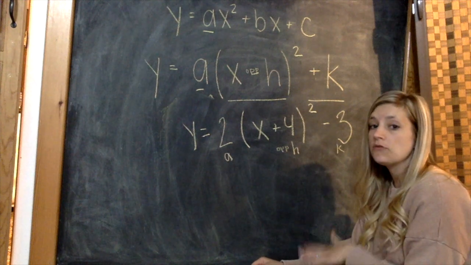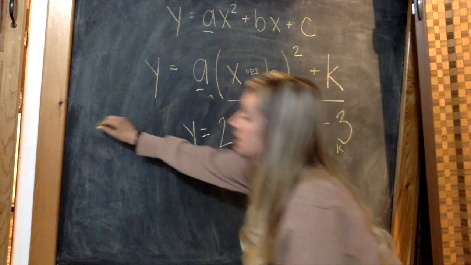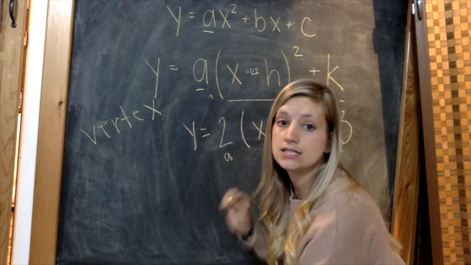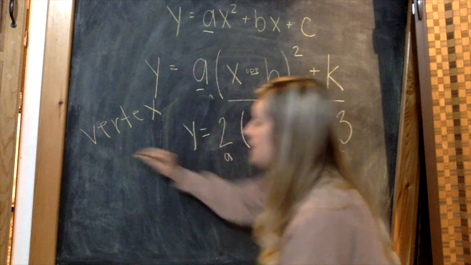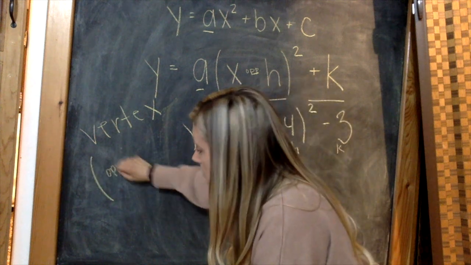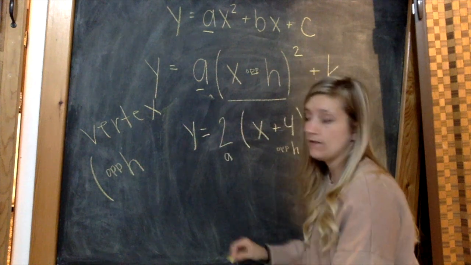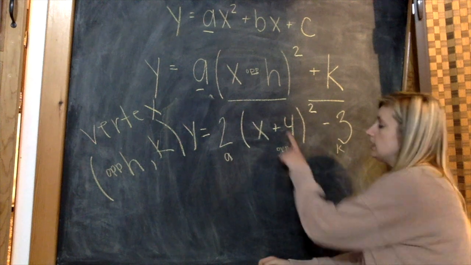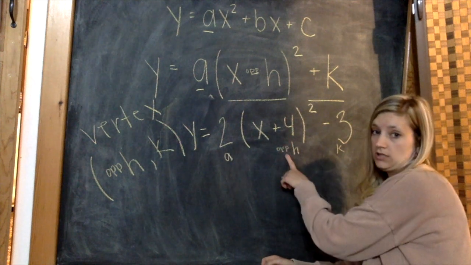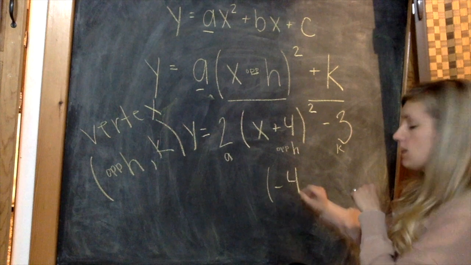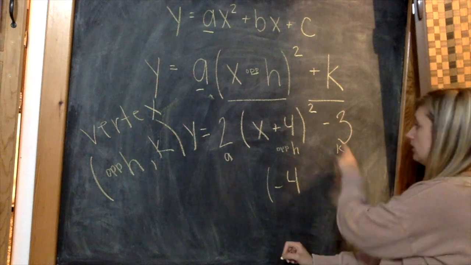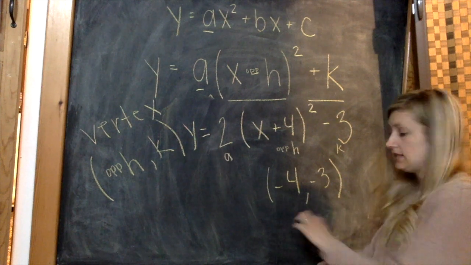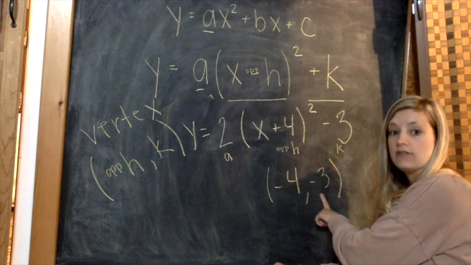So all I'm looking for is my vertex. So I'm going to put the vertex over here. So we said that the vertex, in vertex form, is opposite H, aka negative H, comma, K. So if I look here, 4, so what's opposite? Negative 4. And then what's my K? Negative 3. So my vertex is at negative 4, negative 3.